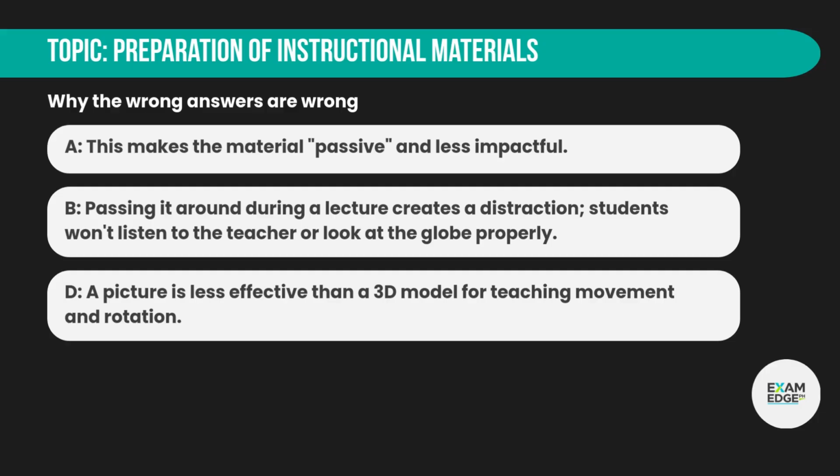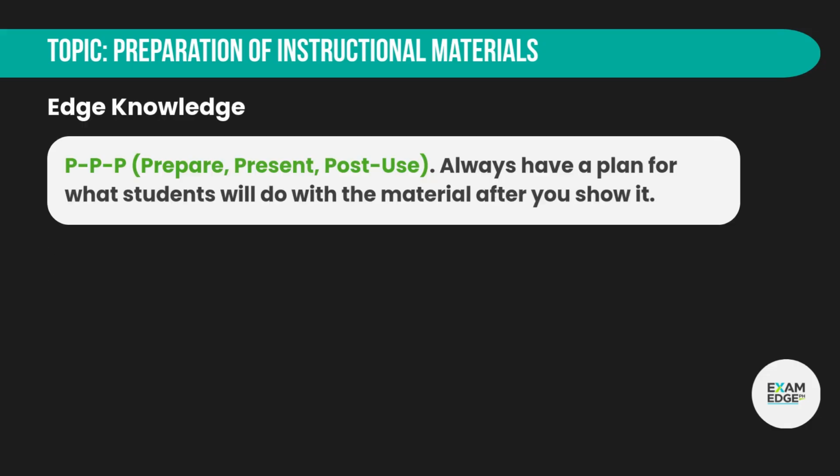Why the wrong answers are wrong. A. This makes the material passive and less impactful. B. Passing it around during a lecture creates a distraction. Students won't listen to the teacher or look at the globe properly. D. A picture is less effective than a 3D model for teaching movement and rotation. Edge knowledge: PPP, prepare, present, post-use. Always have a plan for what students will do with the material after you show it.